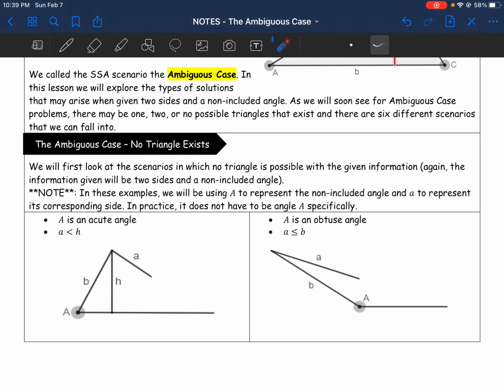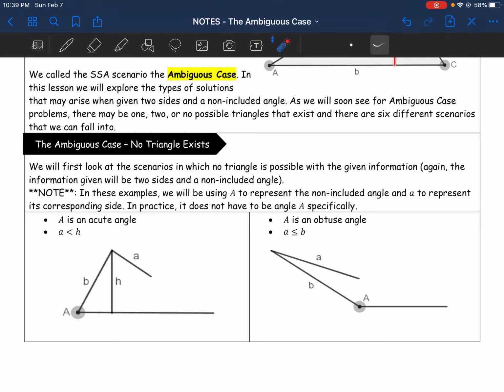A is the angle you're provided, lowercase a is the side opposite of that angle, and B is going to be the angle that's provided that is not opposite of the angle that's provided. Okay? So, the first case, the case where no triangle exists. Well, there are actually two scenarios that this falls into.